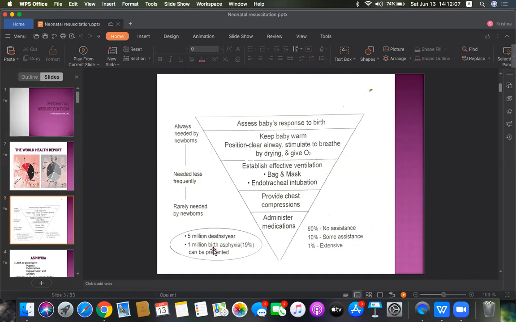And one more point we would like to highlight here. Out of the 5 million deaths per year, 1 million deaths are because of birth asphyxia, and that can be prevented by effective resuscitation. So this is a very, very important knowledge for all of us.